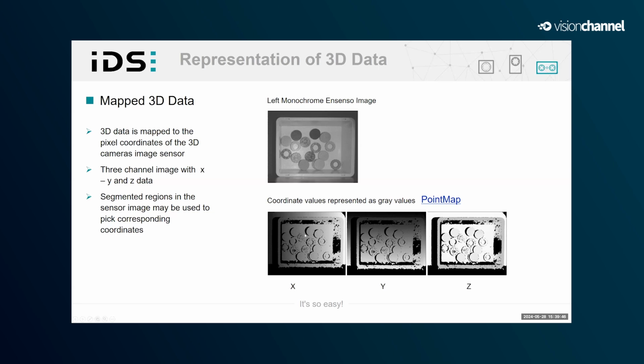And the point map is a 3-channel image consisting of an X, Y, and Z channel. And then you go to the X channel, use the region coordinates and pick the X values. And then you go to the Y channel and pick the Y coordinates, and same for the Z.